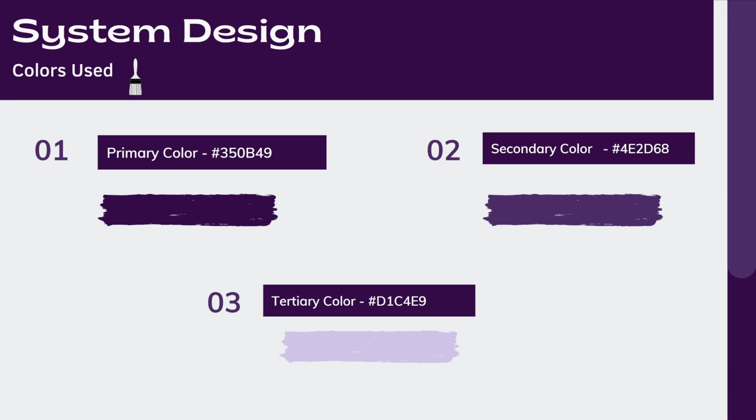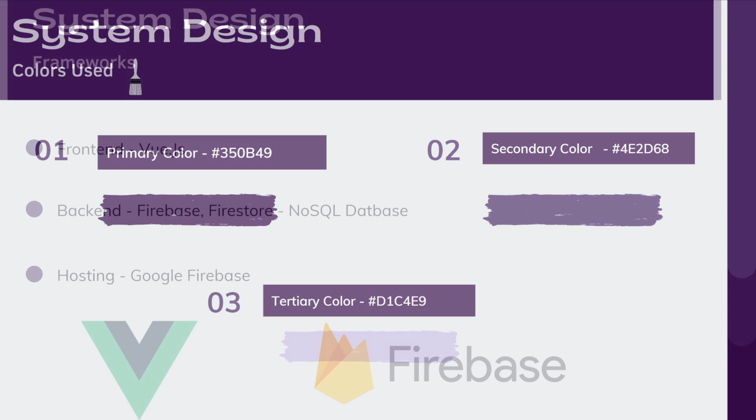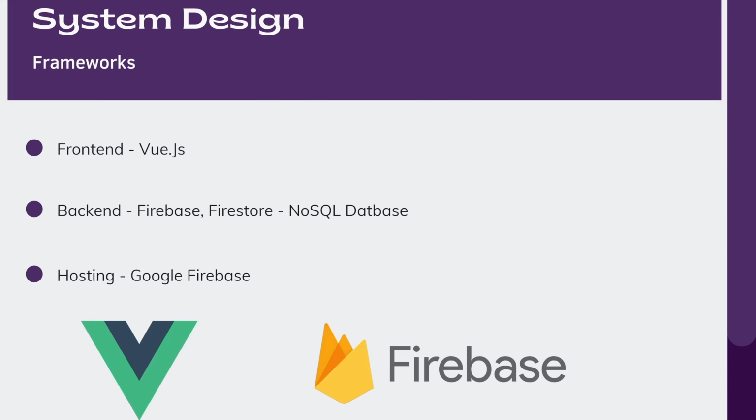We look at the system design. There are 3 colors that were used for the system. We decided to go with purple as the primary color. The front end was built on Vue.js, back end on Firebase and Firestore using a NoSQL database. Originally, the back end would have been built on Flask, but due to different constraints, that was changed. We also hosted the app on Google Firebase.